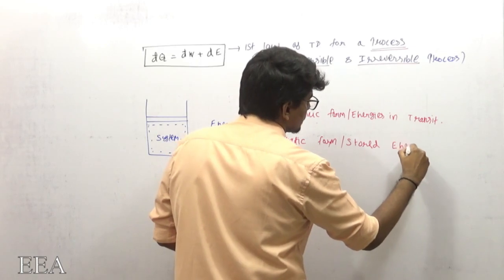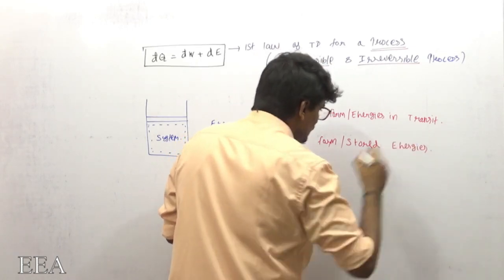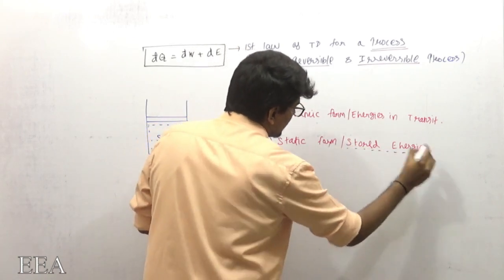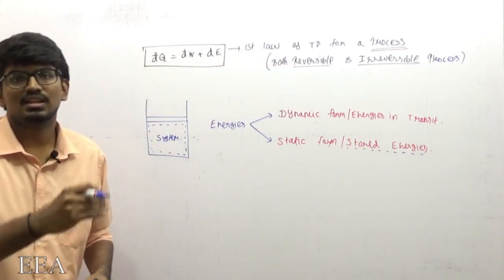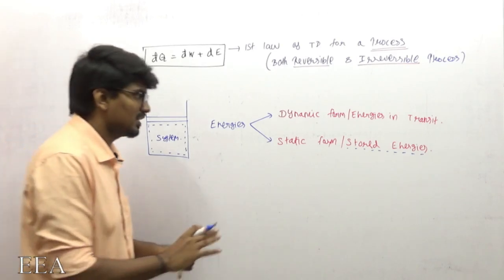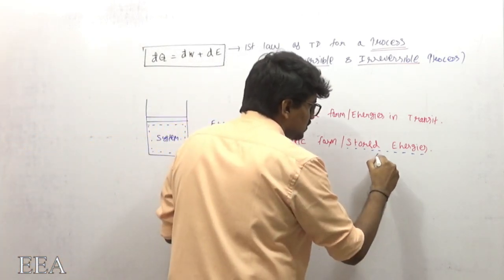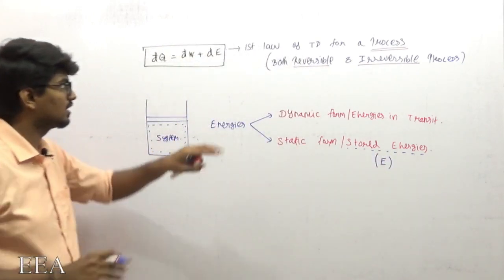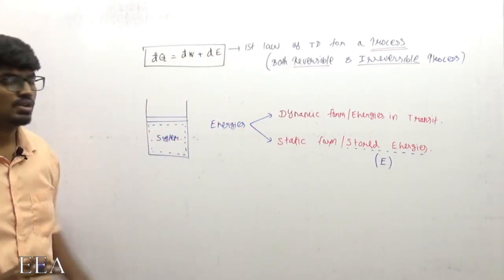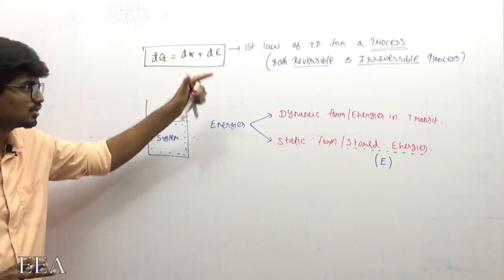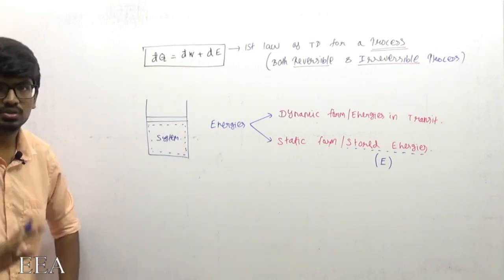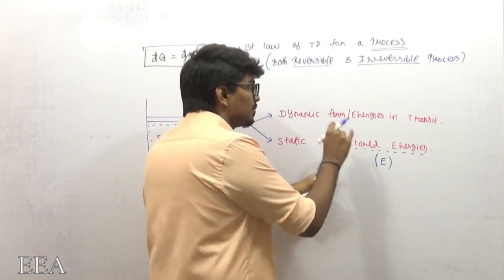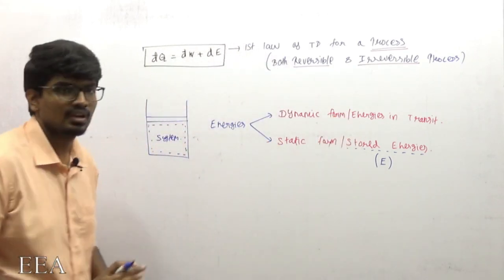Regarding this stored energy, or static form of energy, I will discuss it in detail, but I will just give you a glimpse. This stored form of energy is nothing but E. E corresponds to the stored form of energy, and dE corresponds to the change in that. And now we know that it is a property. It is a point function. It is a state function.